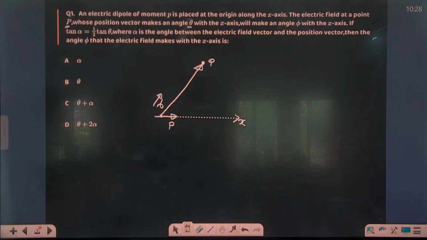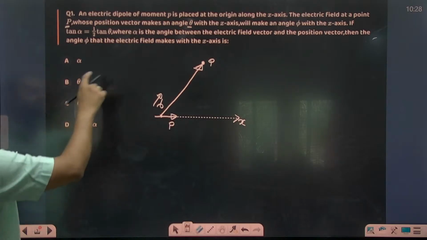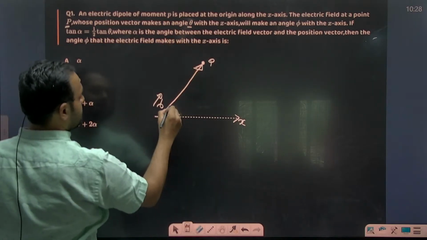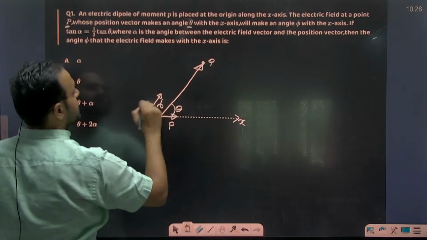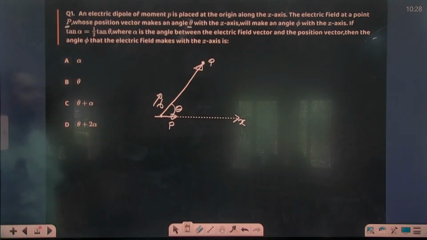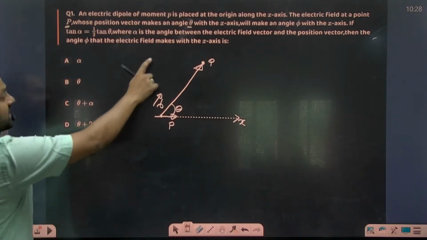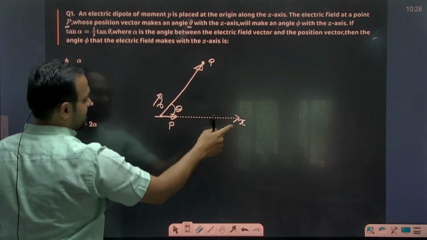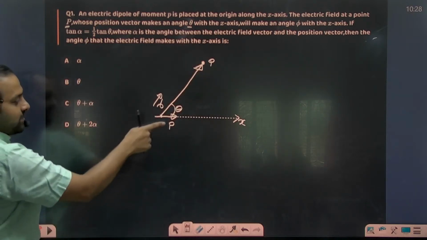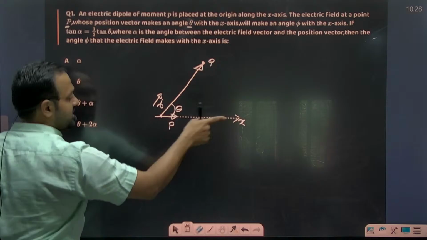This position vector is making an angle theta with the x-axis. Whether it is making angle theta with the x-axis or with the dipole, it is the same, because the dipole is placed along the x-axis.